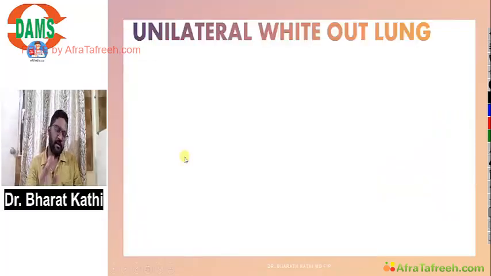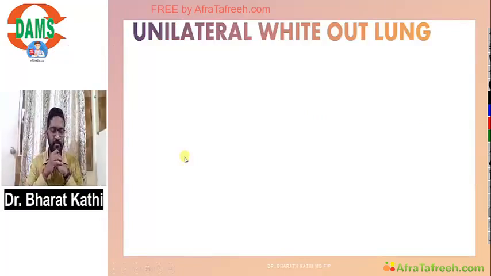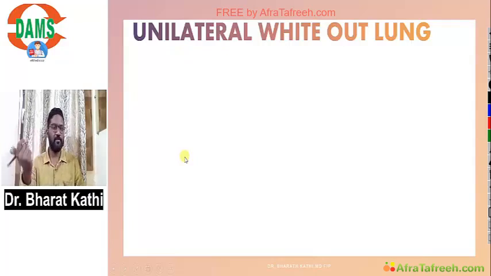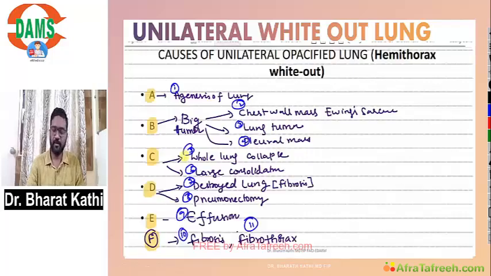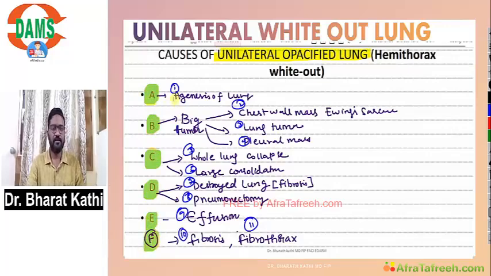The next question they ask you is, what are the causes of unilateral whiteout lung? You know all the diseases, but in stress and anxiety, you may not open your mouth. That's why last time also I gave you a mnemonic for how to remember unilateral whiteout lung. It is A, B, C, D, E, F, the simplest mnemonic that I have designed for exam-going PGs. A is agenesis of lung. B means a big tumor.